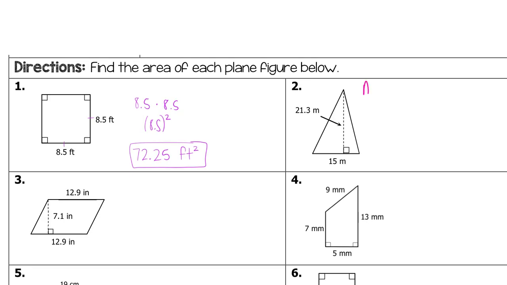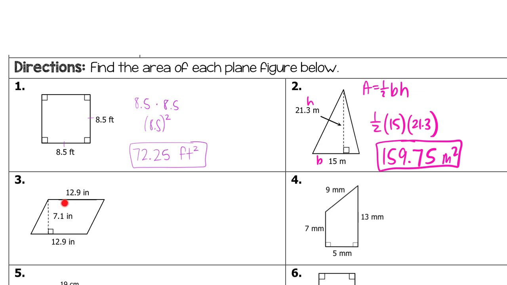Number two is a triangle. So triangles are 1/2 base times height. So in this example, the base is 15 and the height is 21.3. So you can just do 1/2 of 15 times 21.3. Or, for easy calculations, you can multiply these two sides together and then just divide by 2. That's the same thing as doing 1/2. So that would equal 159.75 square meters.